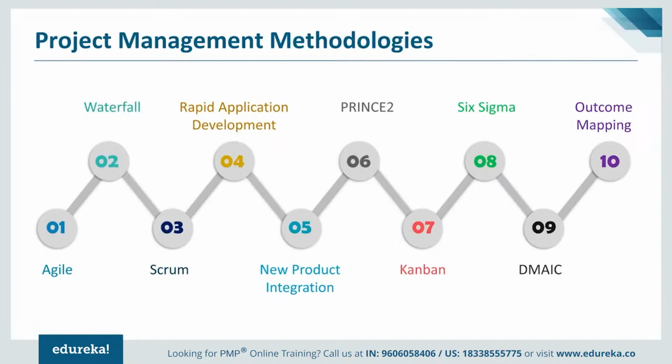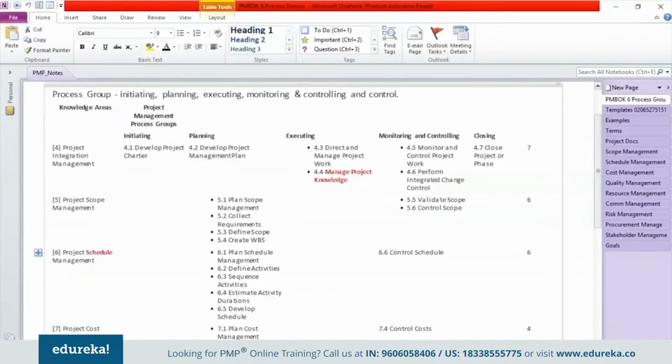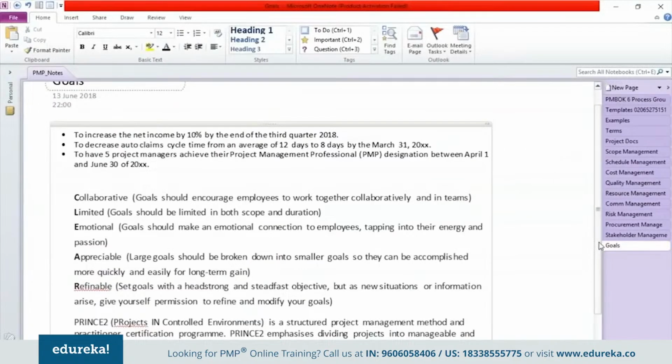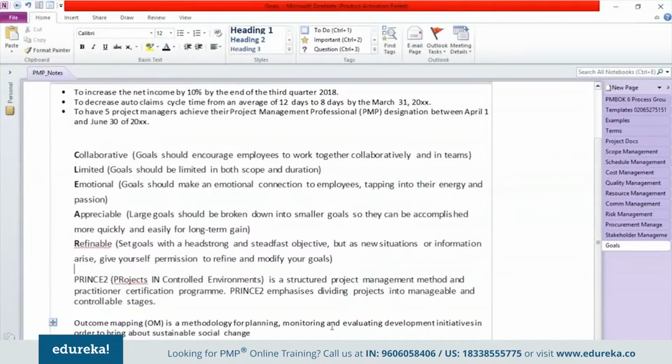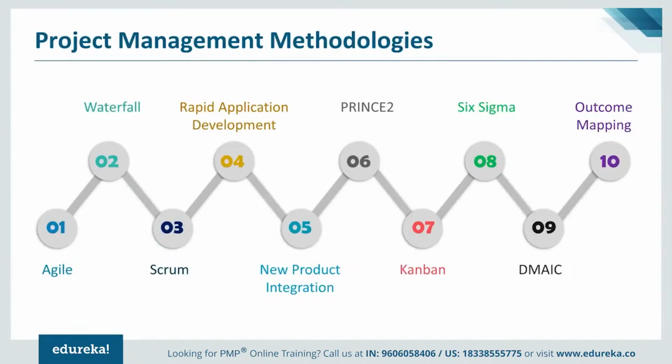Prince 2 is another methodology. There is also a certification available for Prince 2 for those who are interested. So this talks about projects in a controlled environment. It's another structured project management method, right? And it gives a lot of emphasis on managing and controlling the various project stages. There is proper training on Prince 2, but I don't think we need to go through all of that right now.